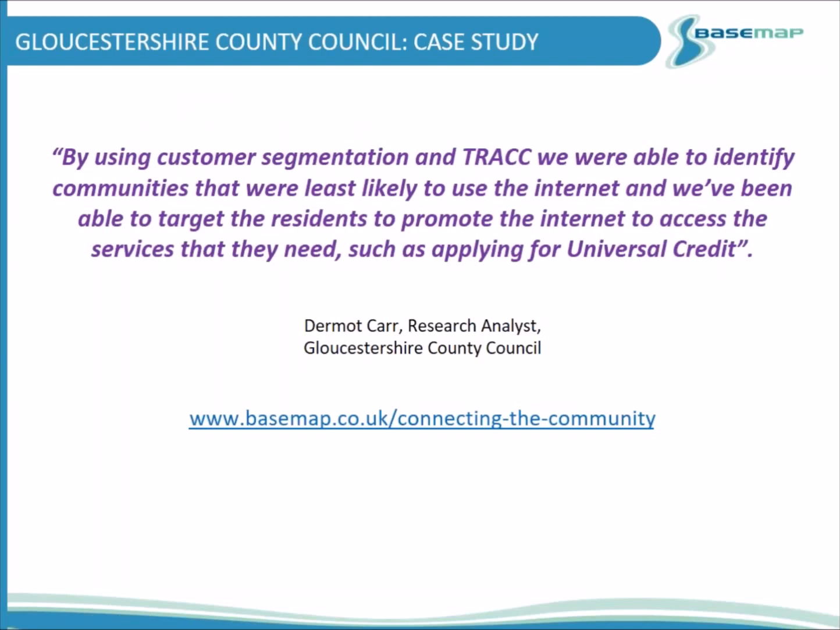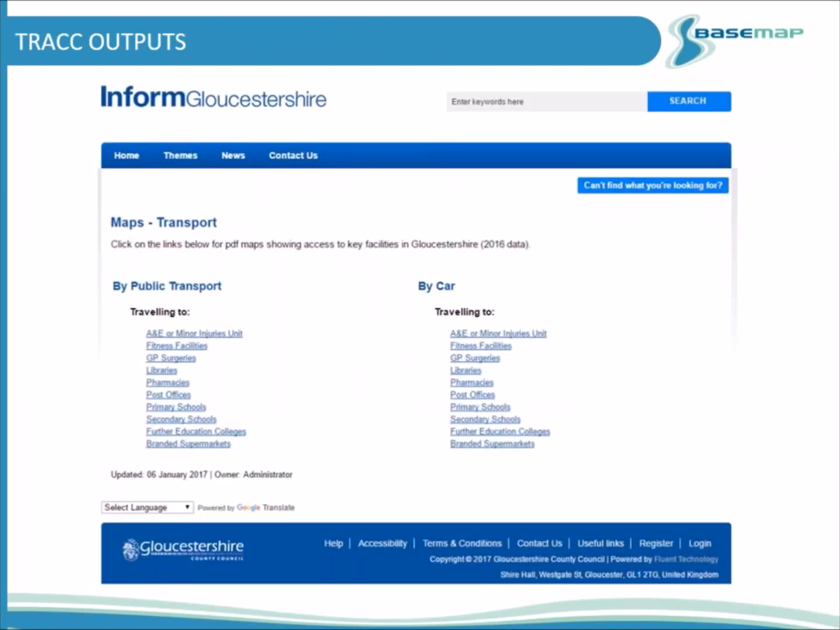And then from this as well, they decided, well, actually, let's not just look at libraries, let's build a whole portal showing travel time. So here we've got a series of maps that you can go onto on their website called Inform Gloucestershire, showing travel time maps to A&Es, secondary schools, primary schools, post offices, and also drive time maps, which you can do in TRACC as well, to GP surgeries, libraries, and everything like that. Let's just go have a look at that. They've got some great maps on there that show all the different ways in which TRACC can be utilised for them.